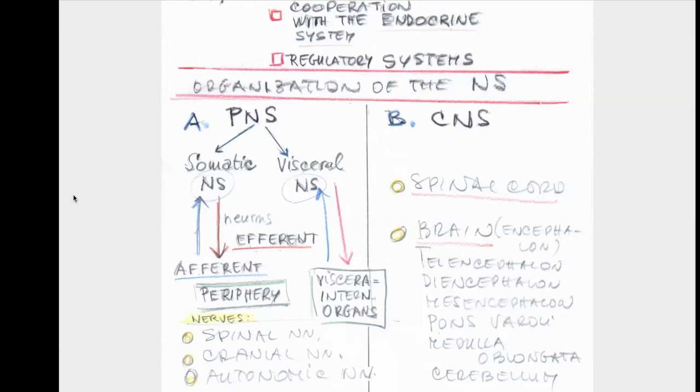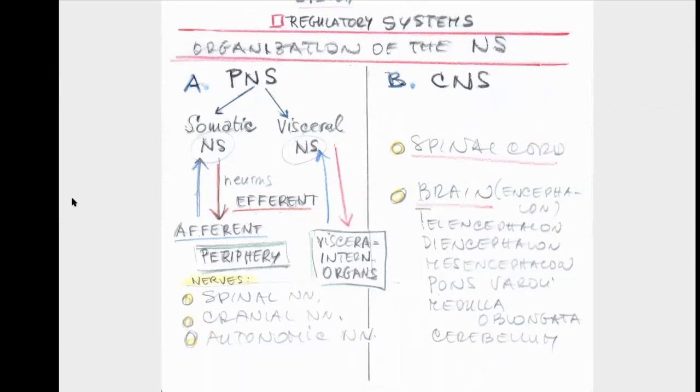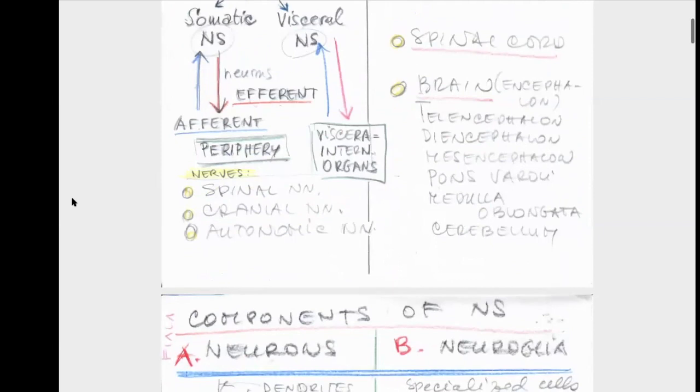The right column, CNS, consists, as we remember, of number one, the spinal cord, center of the reflex activity of the body, and number two is the brain, or also encephalon, which consists of the telencephalon, diencephalon, mesencephalon, pons Varolii, medulla oblongata, and cerebellum. So this is the list of the structures. So we can go to the next page.